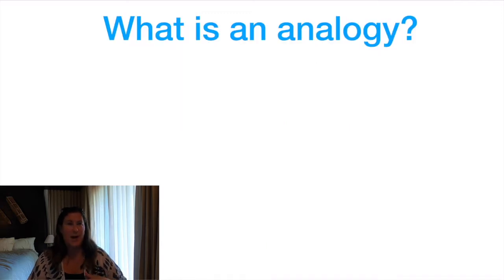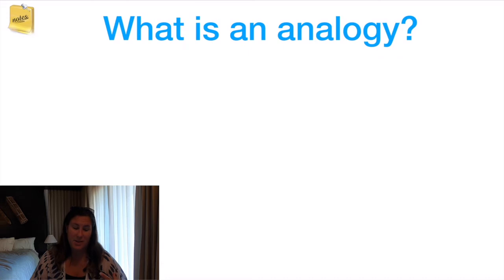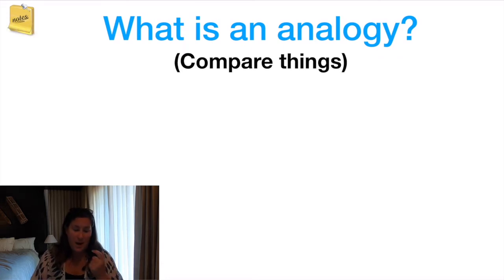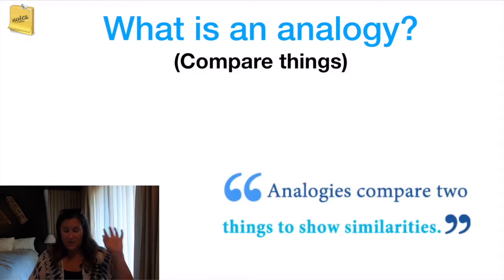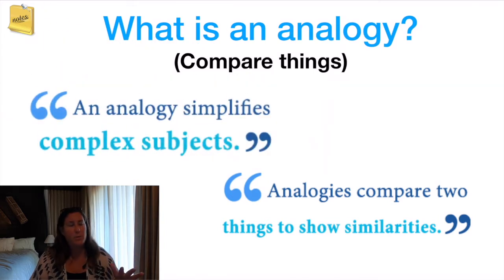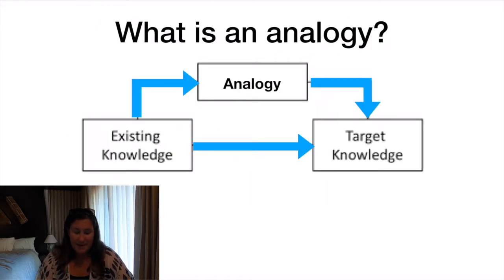To help us out first, we need to understand the word analogy. So this is something that you can add to your notes from before. An analogy is where we compare things. They show similarities and they help us understand things that might be a little bit more complex because it creates a simplification of the concept. So we can take something that we know already and create an analogy of it to help us understand or clarify the information that we're trying to understand.